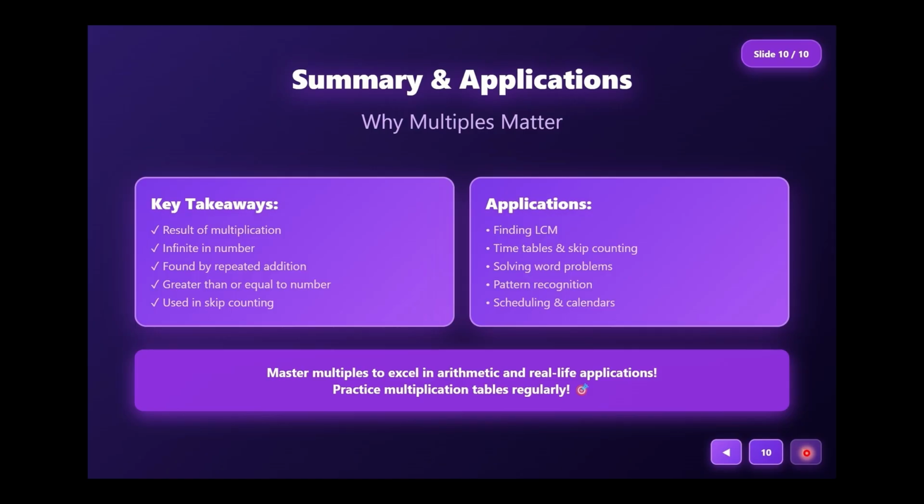And there you have it, everyone. Multiples explained, simplified and mastered.